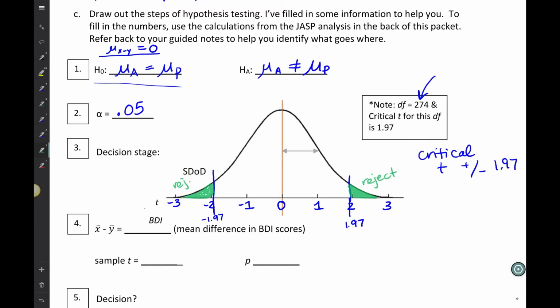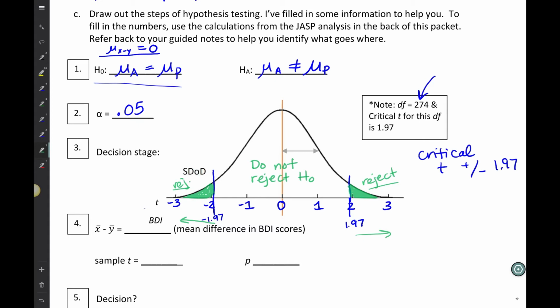So if our sample T falls anywhere between -1.97 and positive 1.97, in this middle section, then we are going to not reject. But if our sample T is higher than 1.97 or lower than -1.97, then we will reject that null hypothesis.